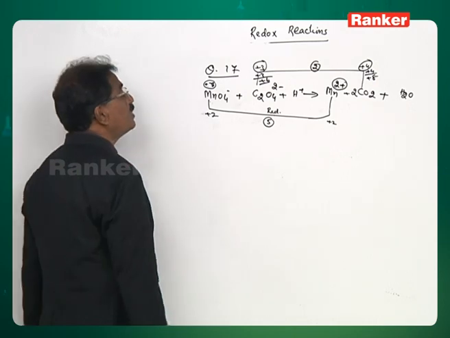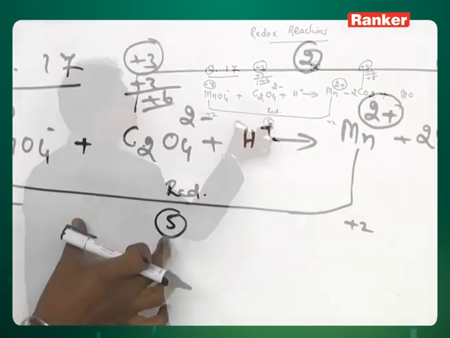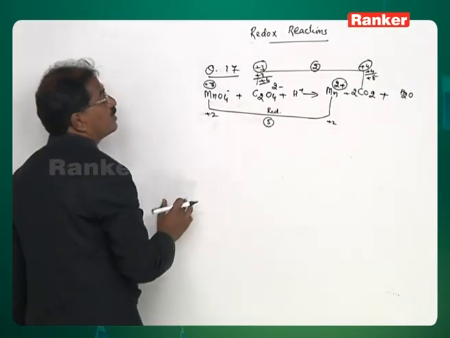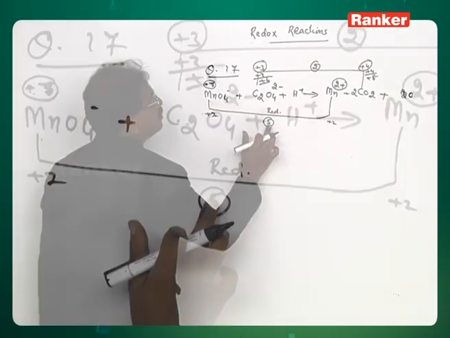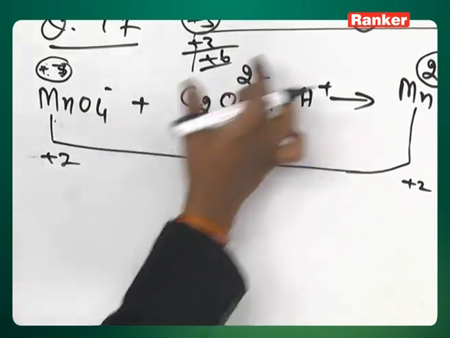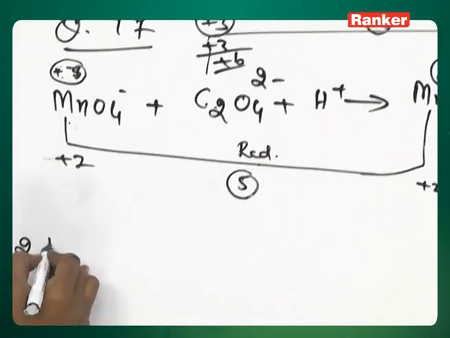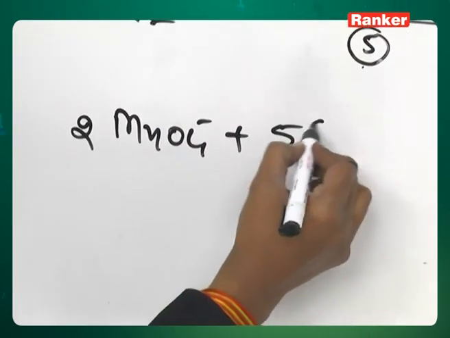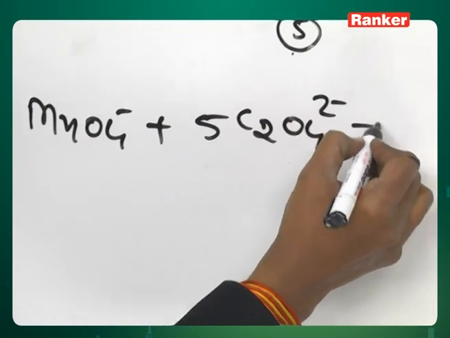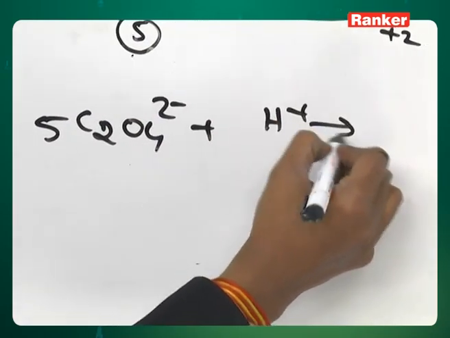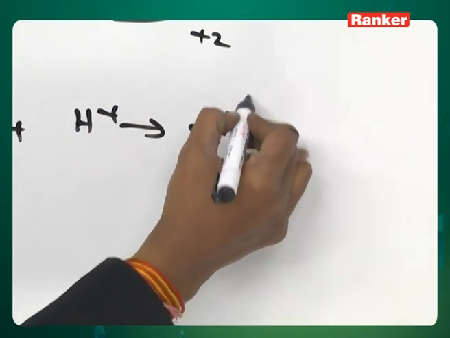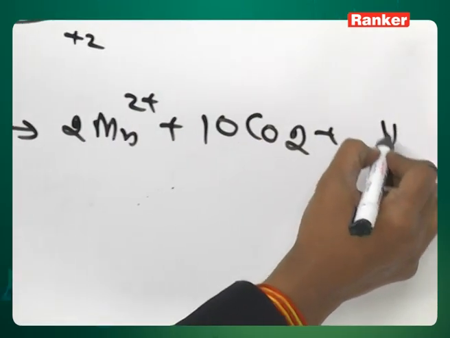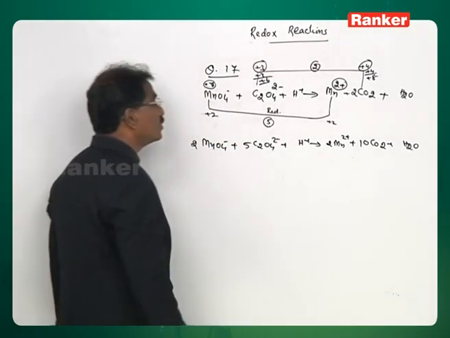After identifying the difference in the total charge of the first species and second species, exchange these differences, then adjust the stoichiometric coefficients. Therefore, you keep this 5 here, you keep this 2 here. 2 MnO4 minus. If we keep 5 here, it becomes 5C2O4 2 minus plus H plus gives 2Mn2 plus, 10CO2 plus H2O. So we have adjusted the ratios.